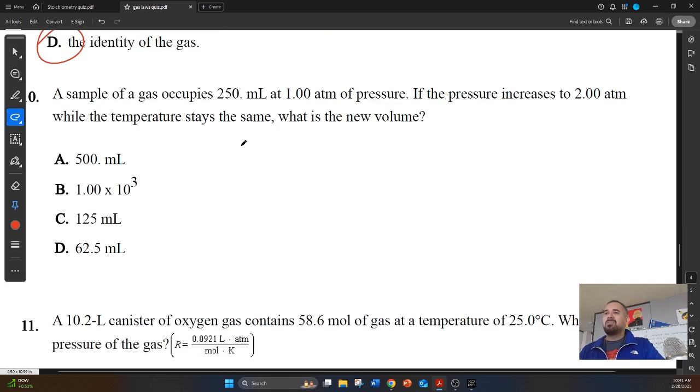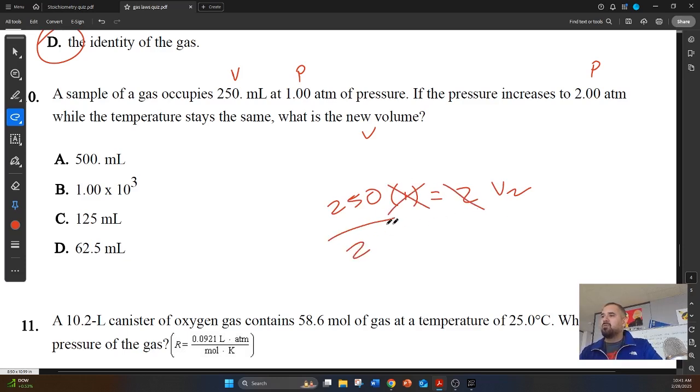A sample of gas occupies 250 milliliters at 1 atm of pressure. If the pressure increases to 2 atm while the temperature stays the same, what is the new volume? So here we have a volume, pressure, pressure, volume. So this is just going to be another Boyle. So 250 times 1 is equal to 2 times V2. So 250 times 1 is 250. Divide by 2, 2 goes away. That leaves us with 125 milliliters.